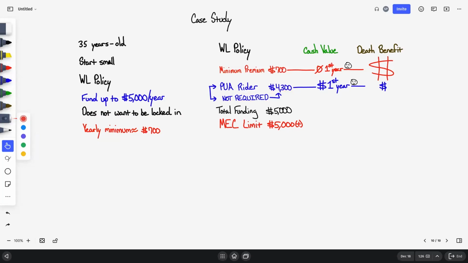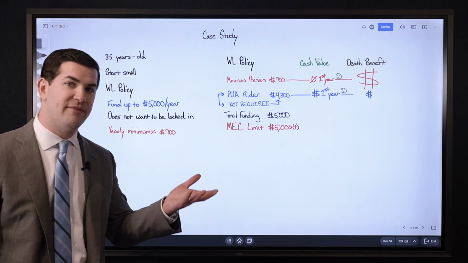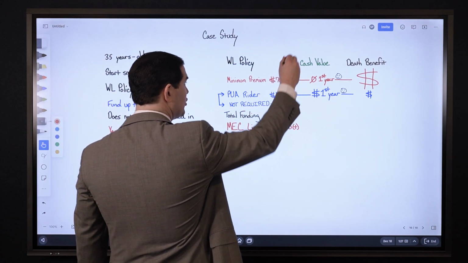How we would set up a policy exactly like this is in a manner where he is only billed for this every single year, $700, and then he can add the rest of the funds at his discretion. And he can add zero into PUAs. He could add another $300. It could be another $3,000, anywhere up to $5,000 per year. So he's got that flexibility where he can commit to a small amount.